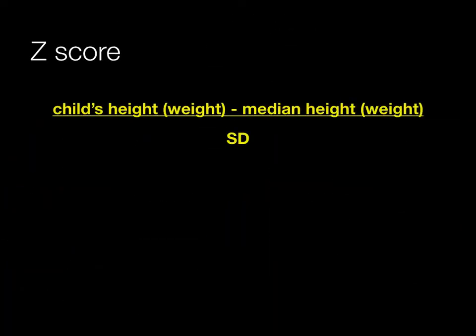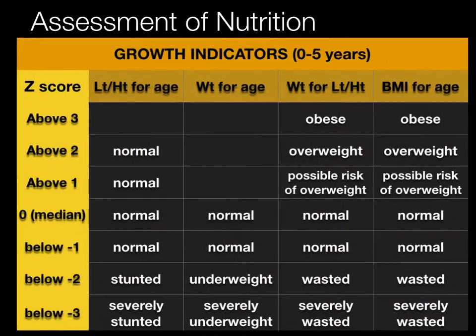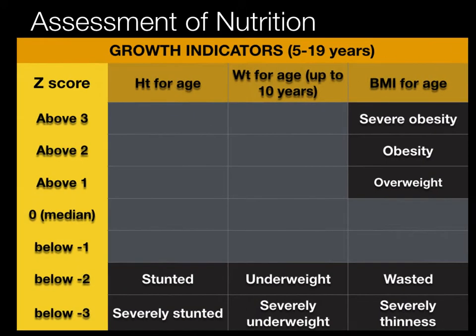The z-score is a child's weight or height minus the median weight or height, divided by the standard deviation. This is the table of growth indicators. Please be familiar with this as it will be important when you become doctors. Here are the growth indicators for children 5 to 19 years old.